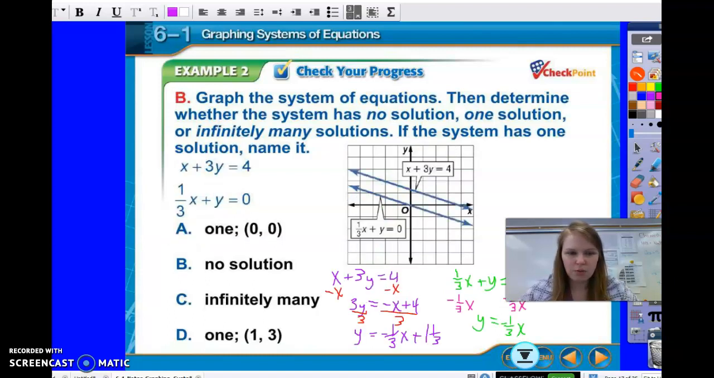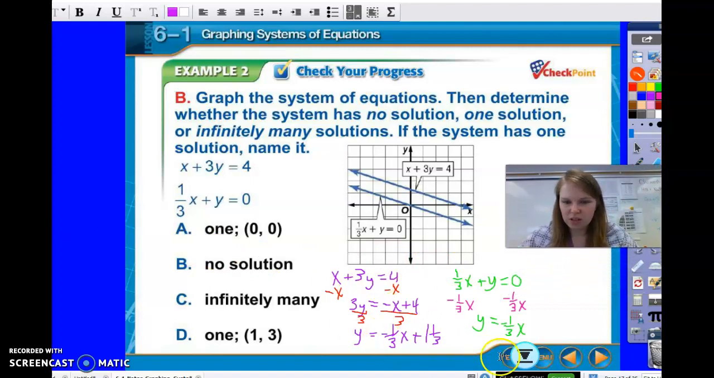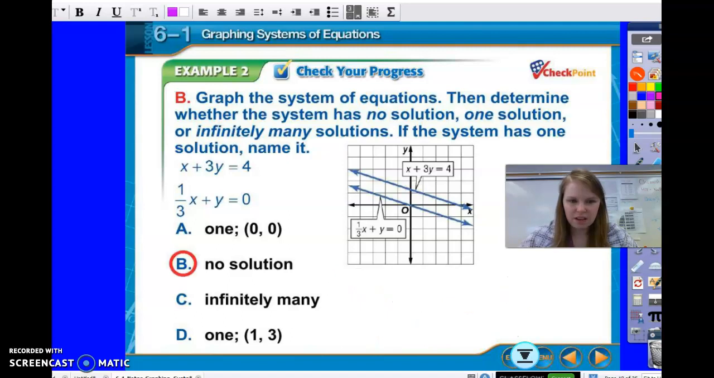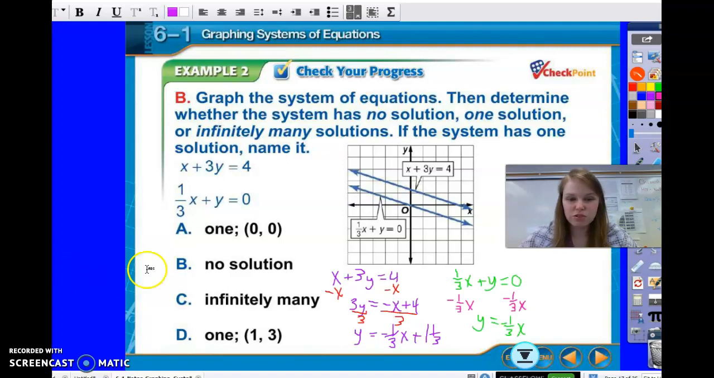This is another one. You can pause right here, see what you can do, and then hit play when you're ready. When I worked through it, this was the work that I did, so check that out. Let me know if you have questions. And I said that it would have no solution, so I chose no solution because they don't cross.